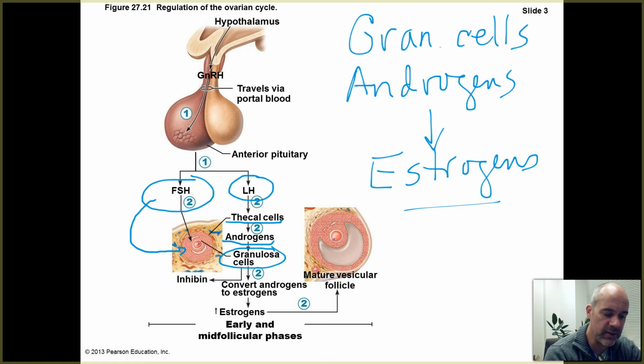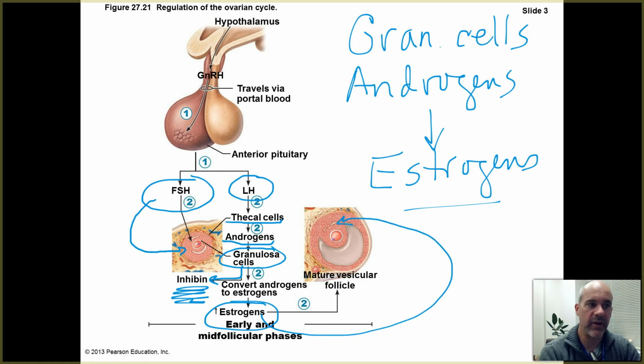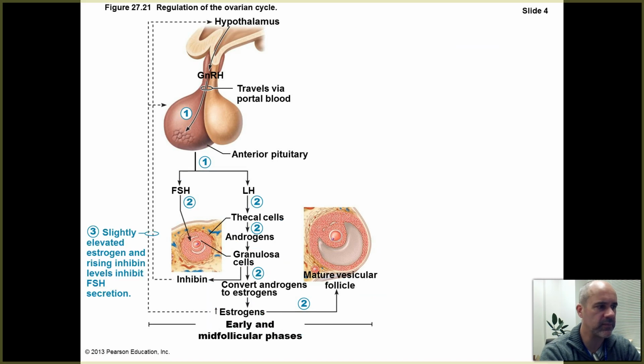And also notice the granulosa cells here produce inhibin, that's an inhibitory hormone. It's going to have negative feedback inhibition on production of FSH. Okay, and so what's happening here now? We've stimulated these granulosa cells to make estrogens, and these estrogens actually act on the follicles themselves and stimulate them to continue their maturation processes. So you need these increased estrogens to actually develop a mature vesicular follicle each month in one of the two ovaries.